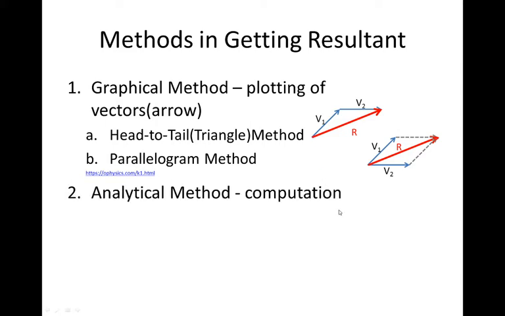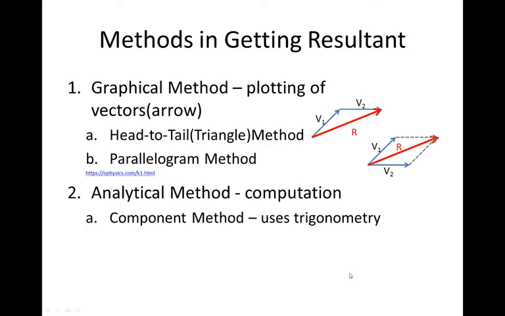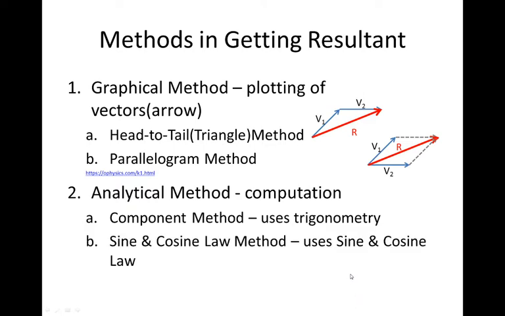The next method in getting the resultant vector is the analytical method. This is the computation method. We don't have to plot and measure, but here we can plot and compute directly for the resultant vector. There are two ways of doing the analytical method. The first one is the component method, which uses trigonometry, and the second one is the sine and cosine law method, which uses sine law and cosine law.